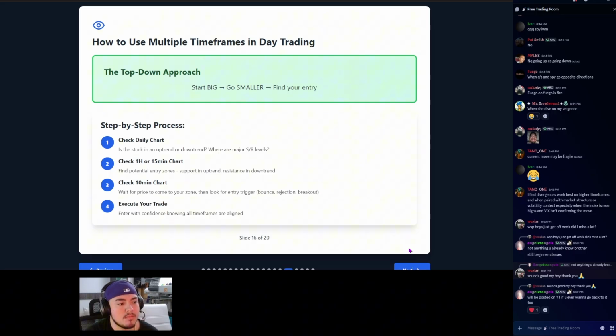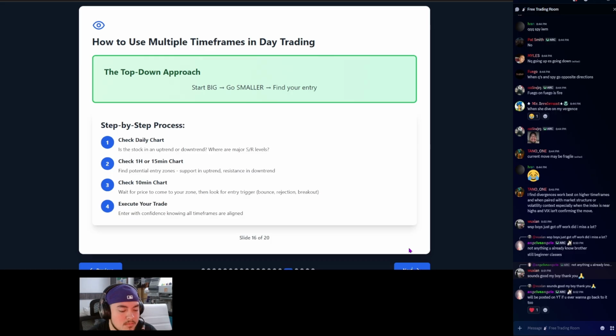Check the 1 hour or the 30-minute chart to find your potential entry zones: support in uptrends and resistances in downtrends, right? You're going to look for the supports in a downtrend on the hourly or the 30-minute time frame. And if you can time those right, you can potentially catch a very nice move, and vice versa on the downside as well. And how we trade, we really do watch the 10-minute all day.